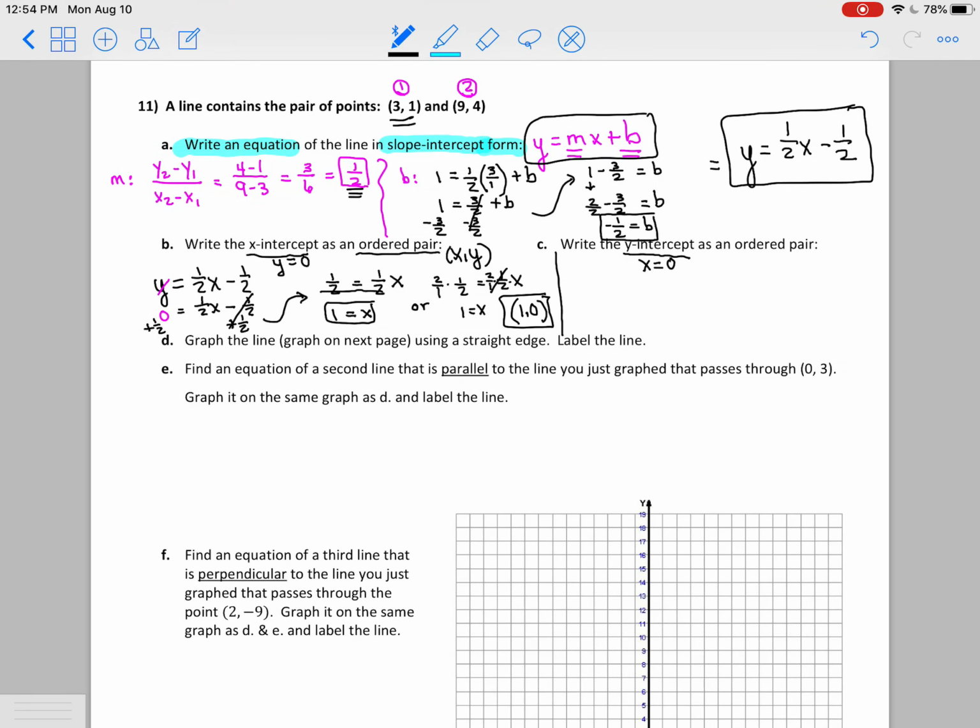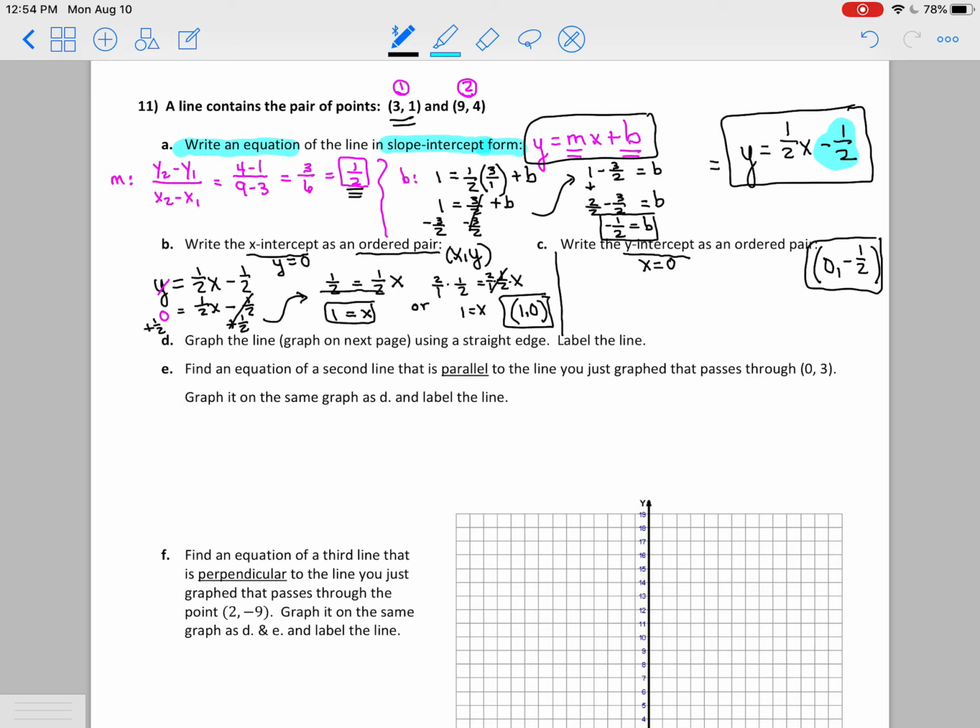Now for the y-intercept, the easiest way to look at that, guys, is to remember that my y-intercept is already in my equation. It's right there, right? So we could just jump right to the answer. We know that x is 0 at the y-intercept, so we could just jump right there. And I would suggest if you can do that, do it.